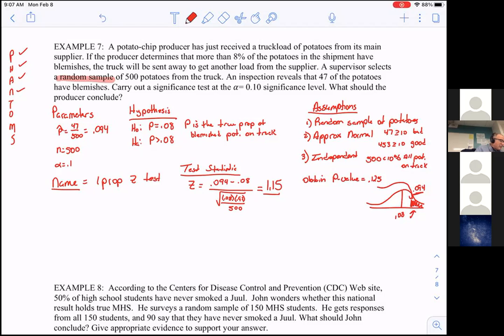So now we have to make a decision. We have a test statistic, we've obtained a p-value, and we're making a decision. My decision is to what? We'll just do this all in one sentence. Since the p-value is greater than alpha, what will we do?